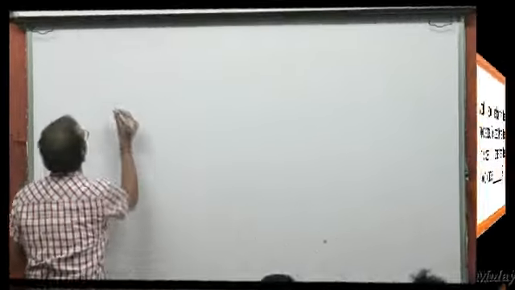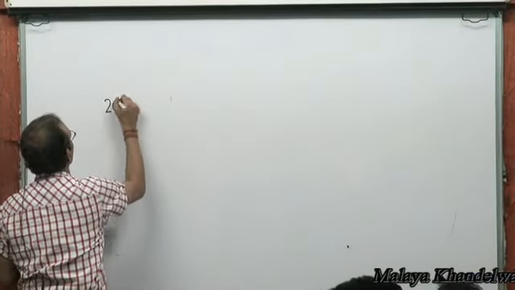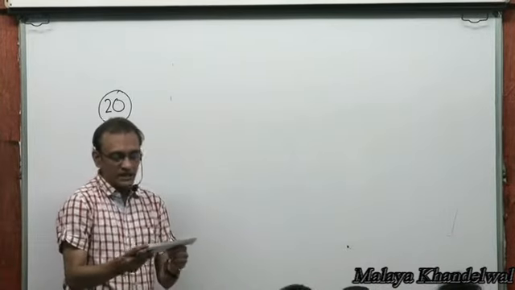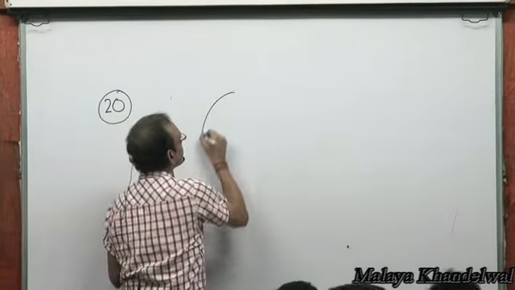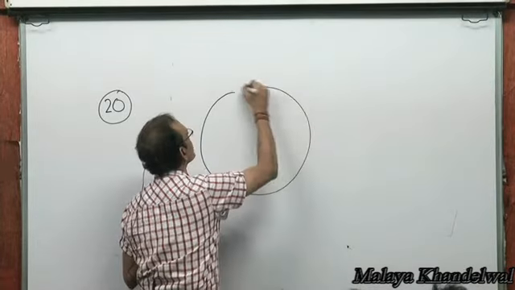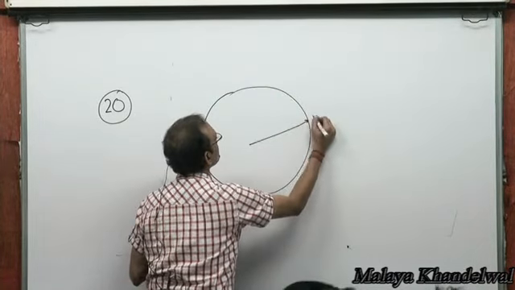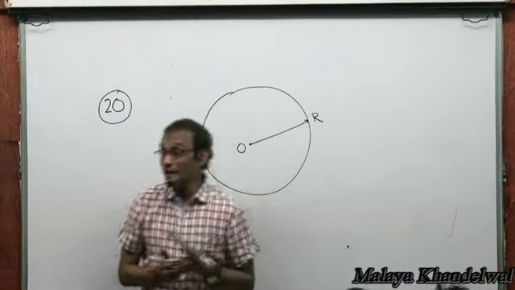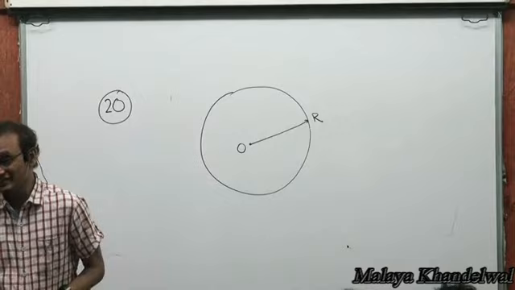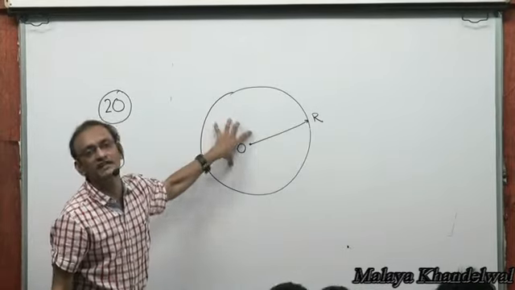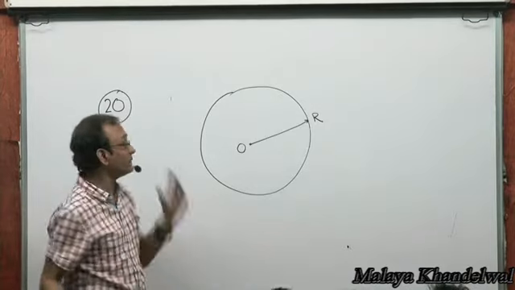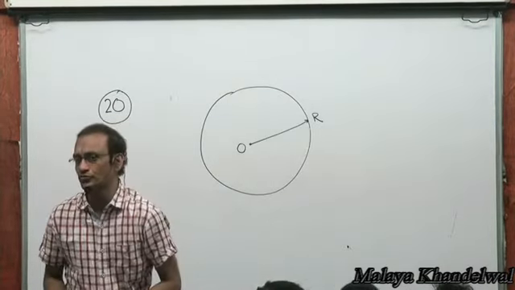Now number 20. A point is selected at random from the interior of a circle. This is a circle of radius r, centered at O. Now the sample space has infinite elements, realize that. If a point is picked, how many points are there in this sample space? Infinite points in this sample space, right? And a point is randomly picked out from this.